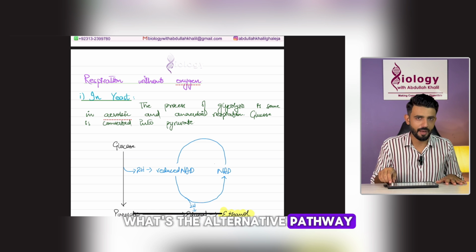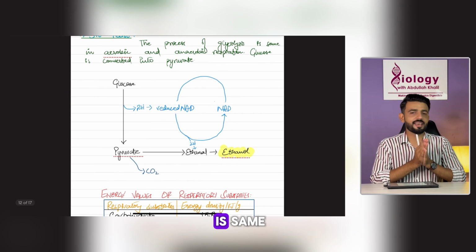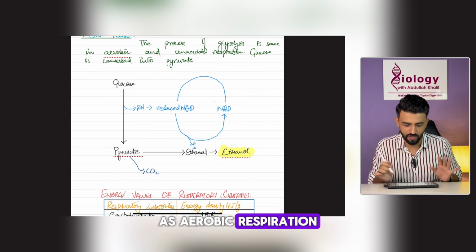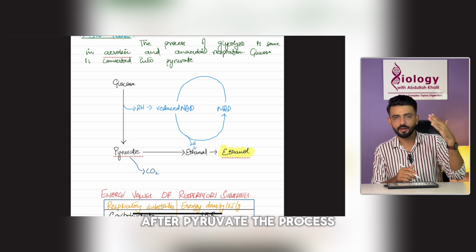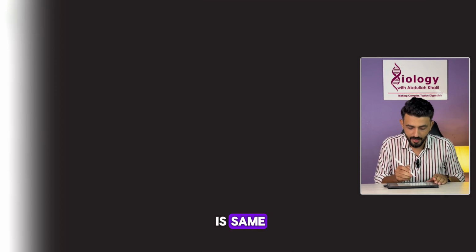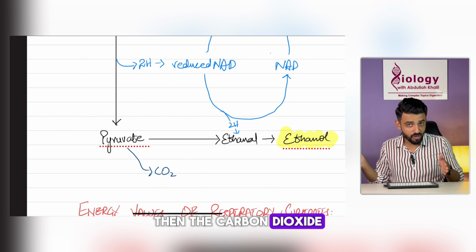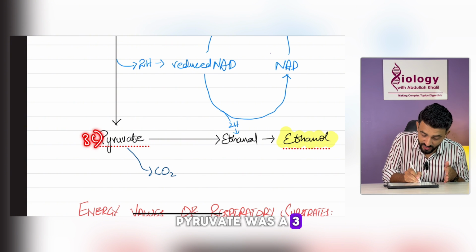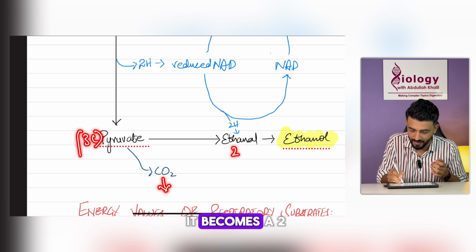What's the alternative pathway? If you look at yeast, the process of glycolysis is the same as aerobic respiration. Glucose is broken down into pyruvate. So up till pyruvate, the process is the same. But then the pyruvate would release carbon dioxide. Pyruvate was a 3-carbon compound. When 1 carbon dioxide is released, it becomes a 2-carbon compound.